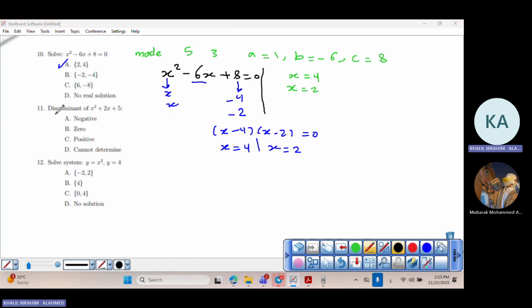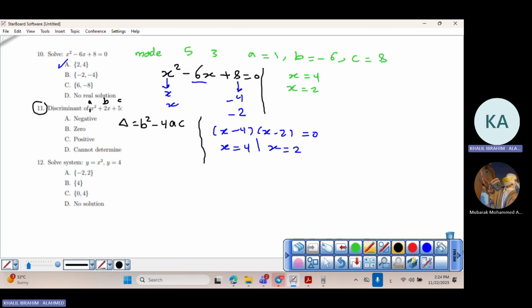Question 11. Discriminant. What does that mean? The choices are negative, 0, positive, cannot determine. Okay, I will try to solve this question. Question 11. Discriminant, this is delta equals b squared minus 4 times a times c. This is a, this is b, this is c.